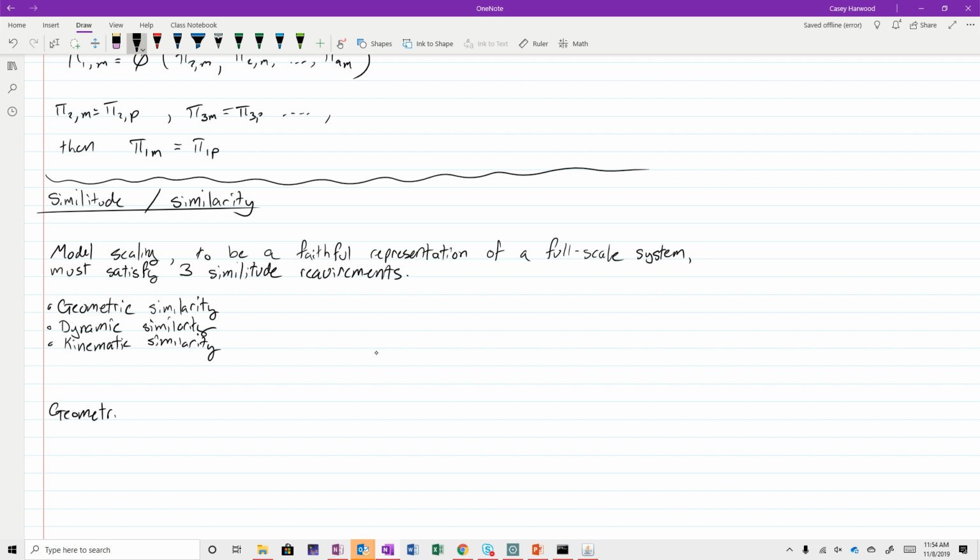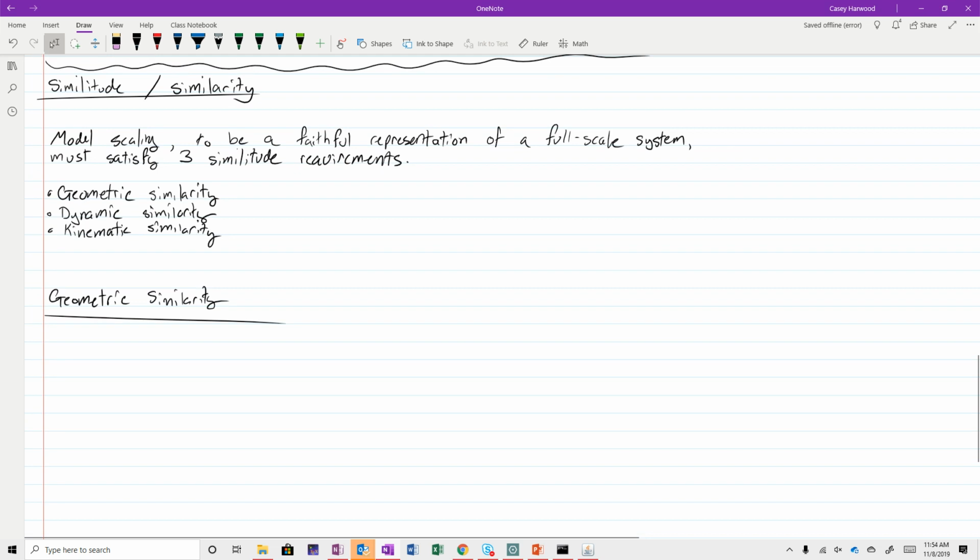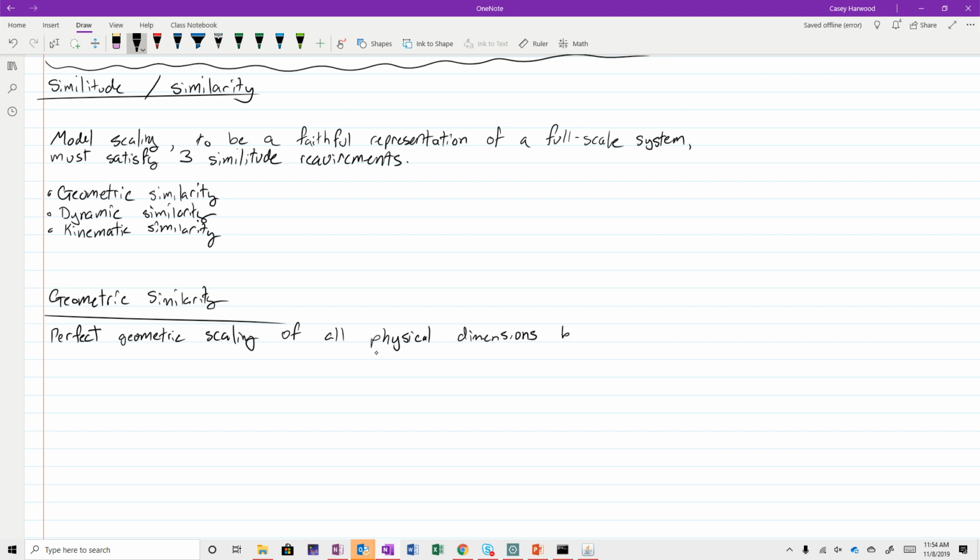So geometric similarity is defined as perfect geometric scaling of all physical dimensions by a single geometric scale factor, which we'll define as lambda L, okay, which is the ratio of some length of our model relative to the same length on the prototype.